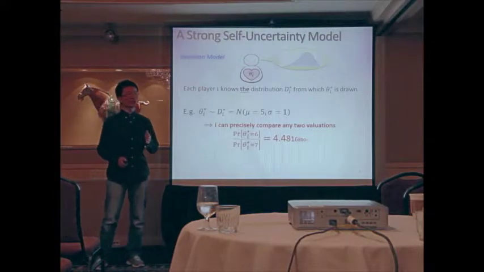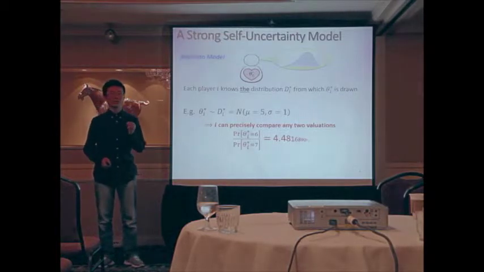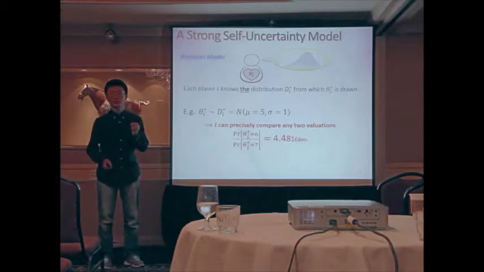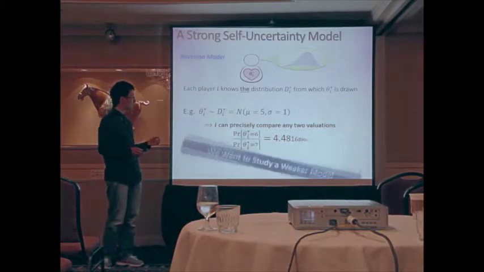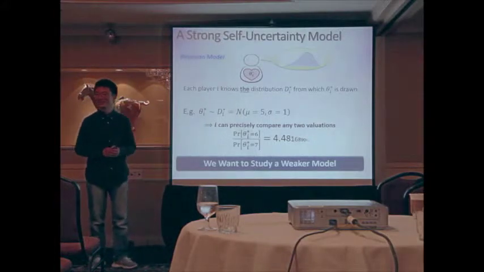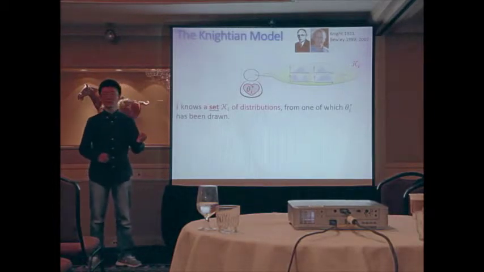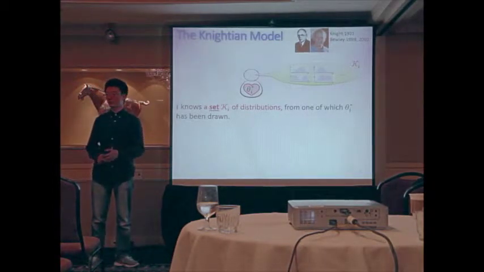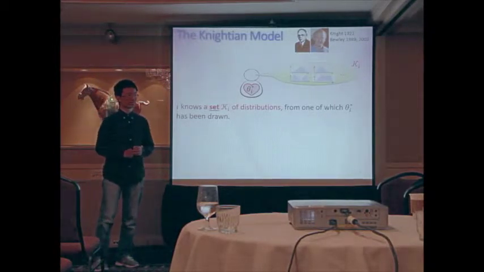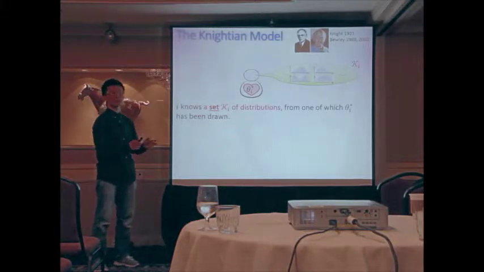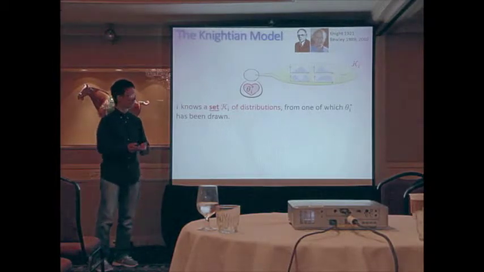So if you're willing to buy that the player does not necessarily precisely know his valuation, how could he know so precisely the probability of his valuation being something? So this may also be too strong, and we wish to study a weaker model. That is the Knightian model. A player i, instead, knows a set of distributions, from one of which his true valuation is drawn. If there's only one single distribution, it boils down to the Bayesian setting. So of course, this is a weaker and safer model.